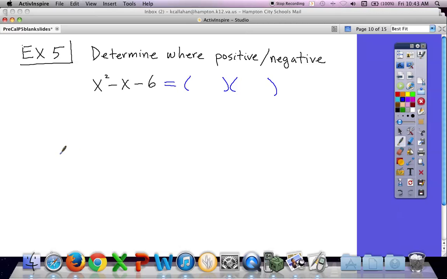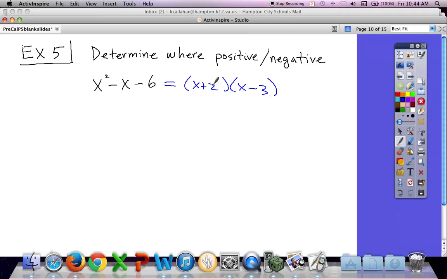And all of these problems will be factorable. How does that factor? X minus 3, x plus 2. Right? So if I want to determine the sign, like when is this expression positive and when is it negative? Well, it's going to matter whether or not these factors are positive or negative. We know that when you multiply two positive numbers, you get a positive number. If you multiply two negative numbers, you get a positive number. But if you multiply a positive and a negative, it's negative.